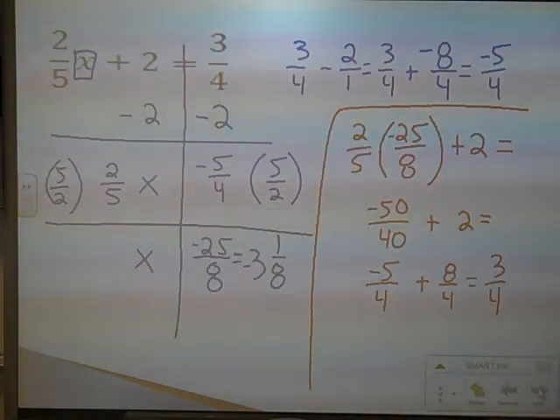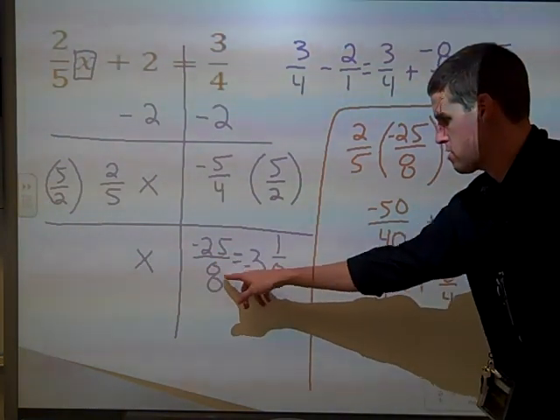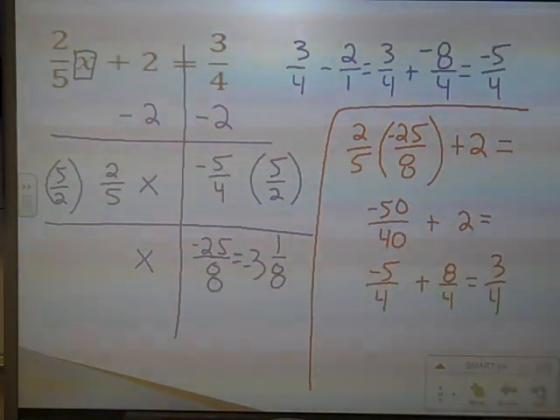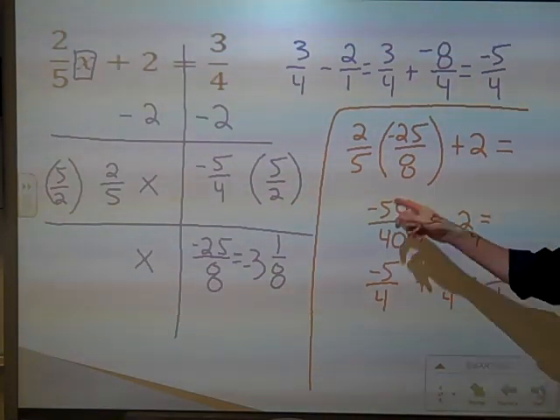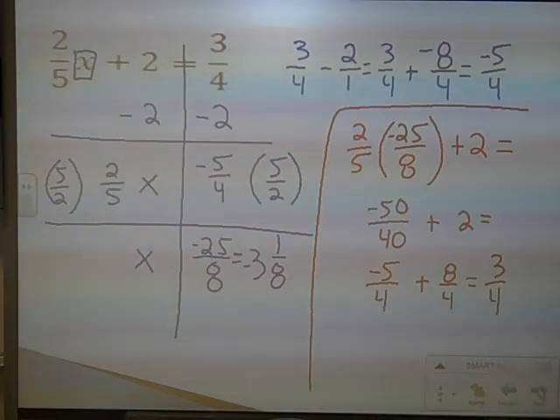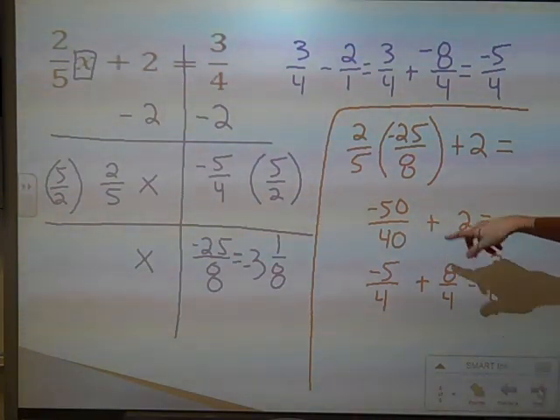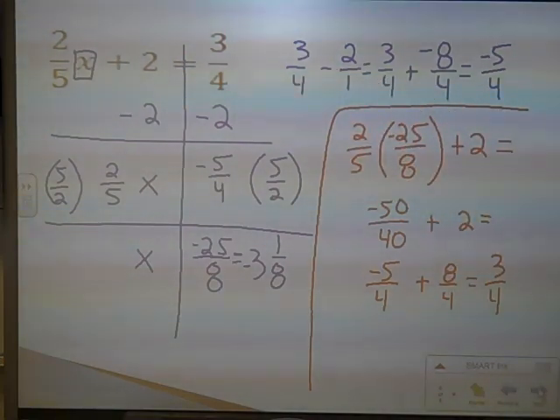And our last one was 2/5 x plus 2 equals 3/4. You should have gotten an answer of x is equal to negative 25 over 8, or simplified negative 3 1/8. And then when you entered it back in, I found it easier just to enter my improper fraction in, because I was going to be multiplying. It's going to be a little bit easier. You should have gotten a 3/4. It's the same thing as 3/4. So that is multi-step equations using fractions and decimals.